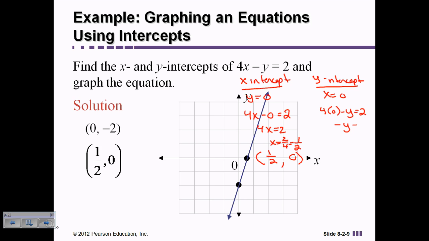So knowing those two numbers, I can graph my line. 0, negative 2 means go 0 on the x and down 2 on the y. There's my y-intercept. The x-intercept is 1/2, 0, so we're going to estimate where 1/2 is. And then connect those 2 points together, and there's our line.